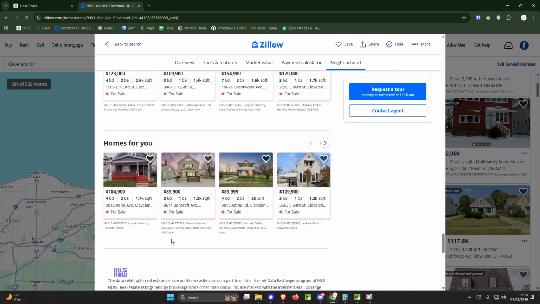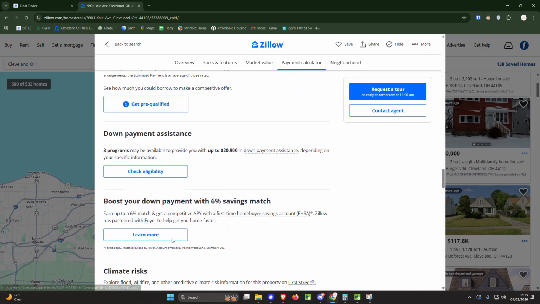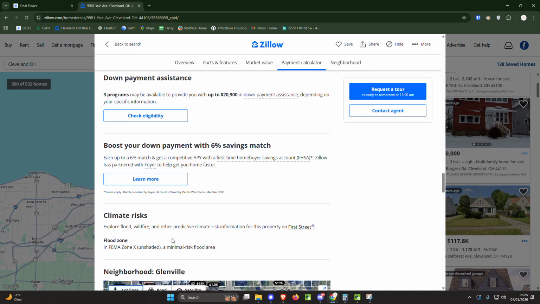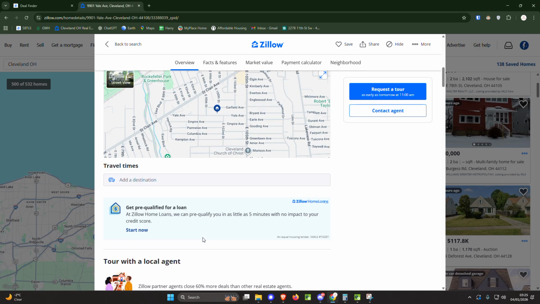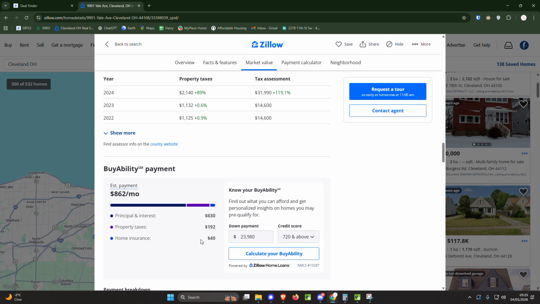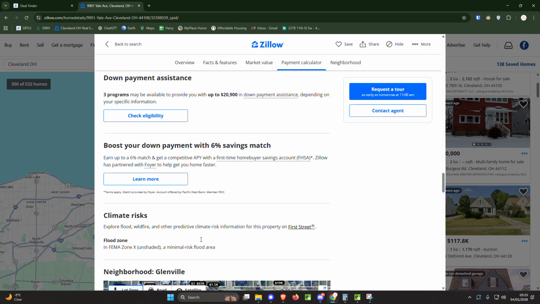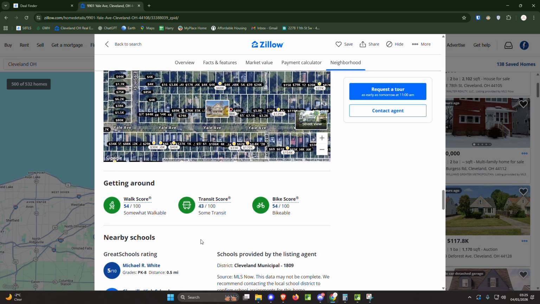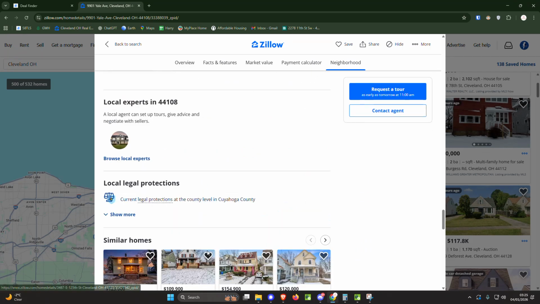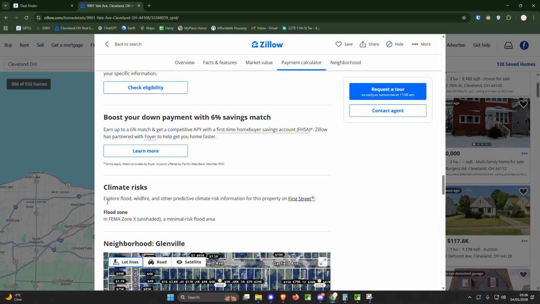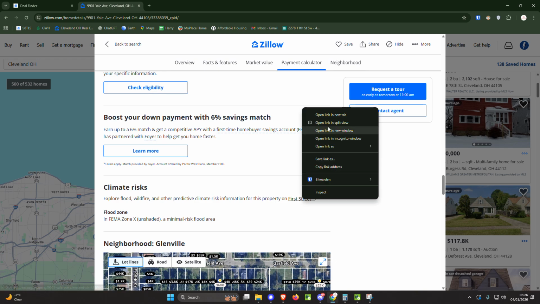Did I go past it? One second. Ah, wait, what? One second. Where has the flood risk gone? It used to show the flood risk and fire risk. Have they updated it?